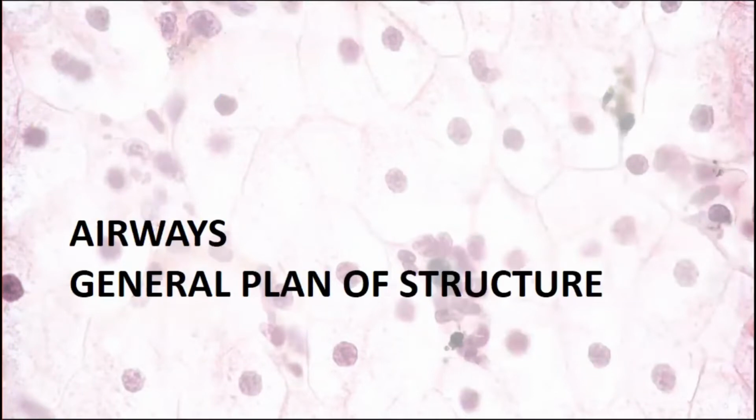Let's begin with the conducting portion. The conducting portion is formed by different tubes, different tubules, and they form airways, those ways which provide the path of air from the outer environment to the respiratory portion.